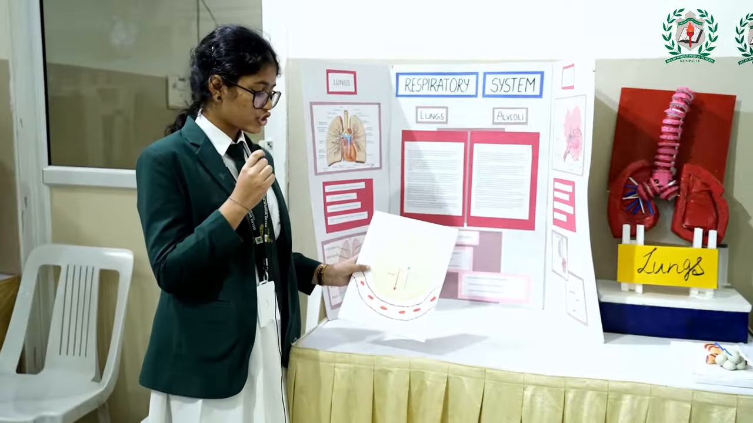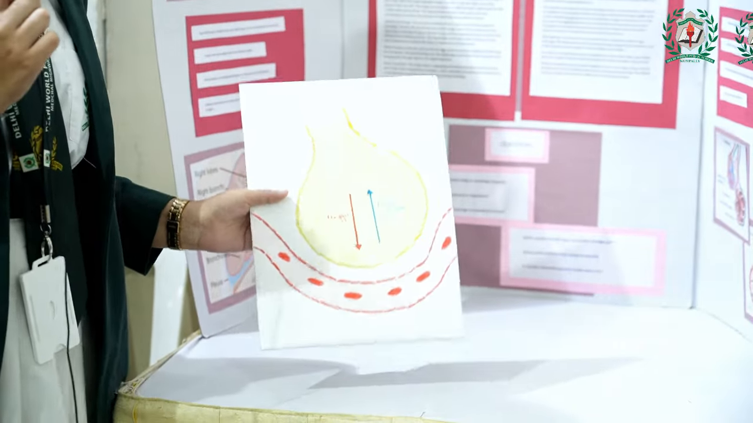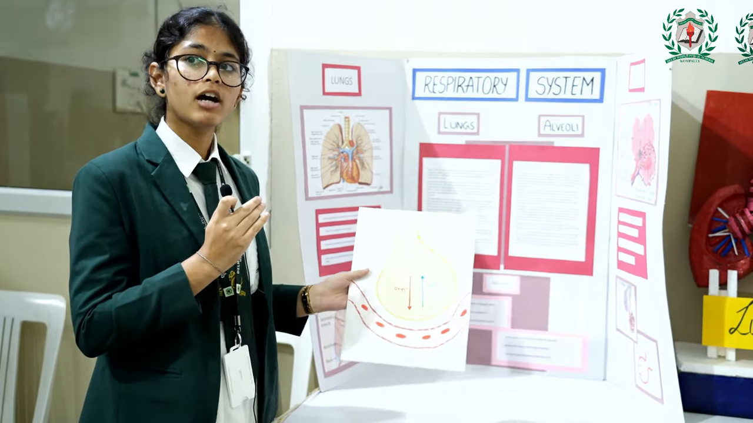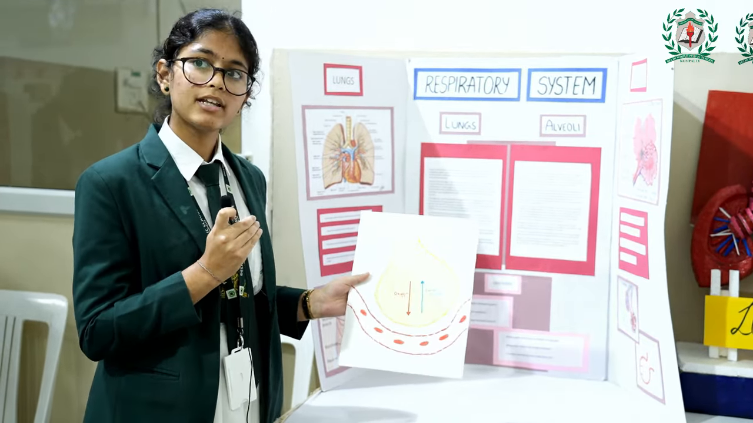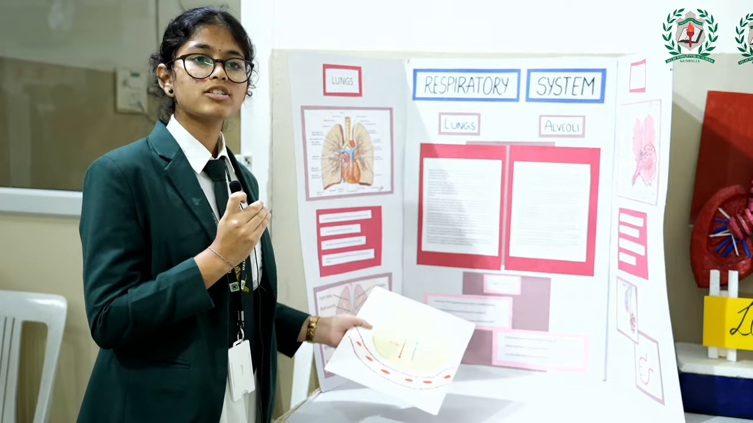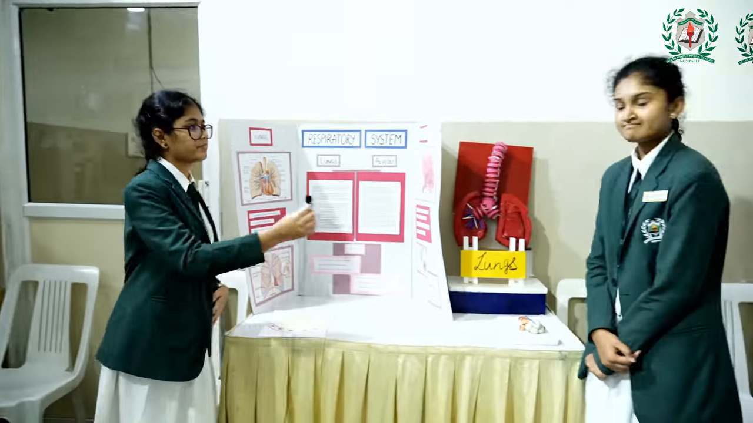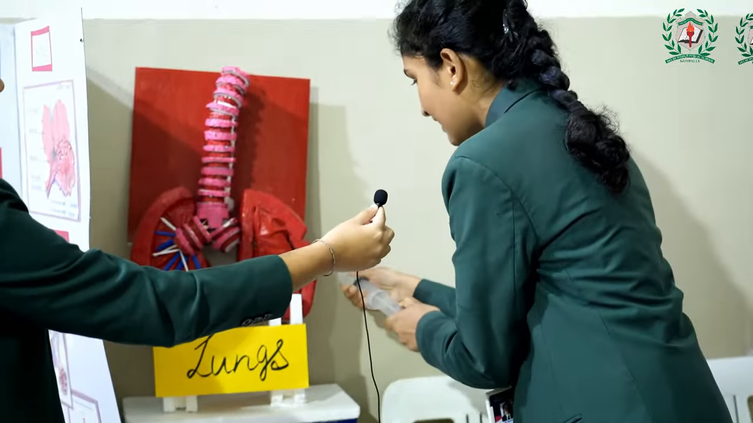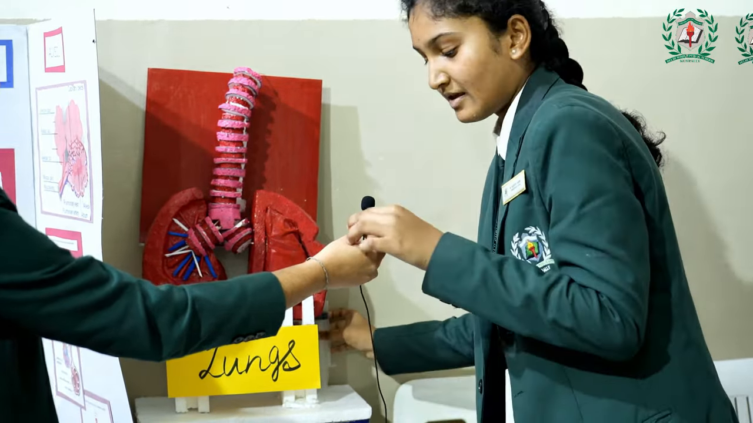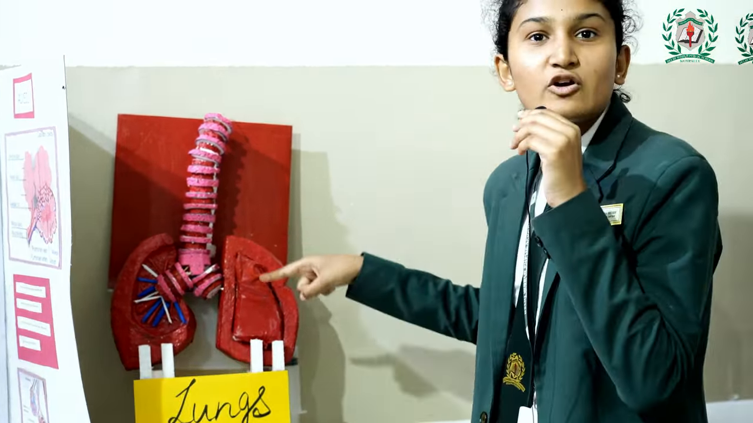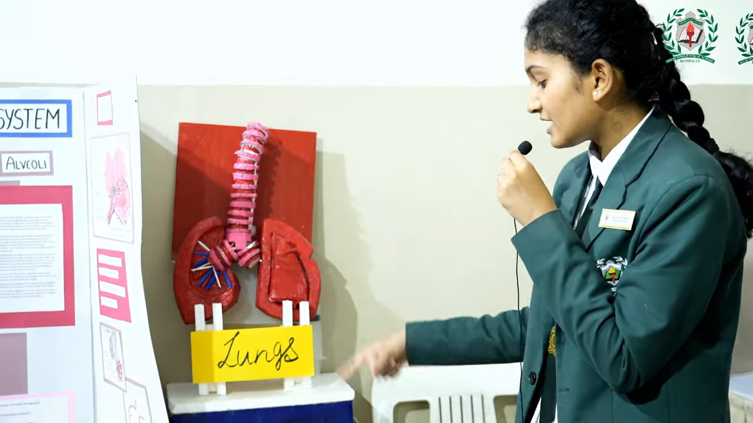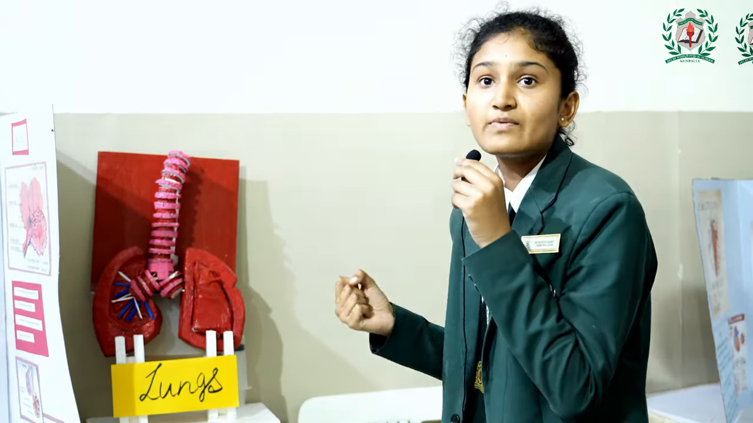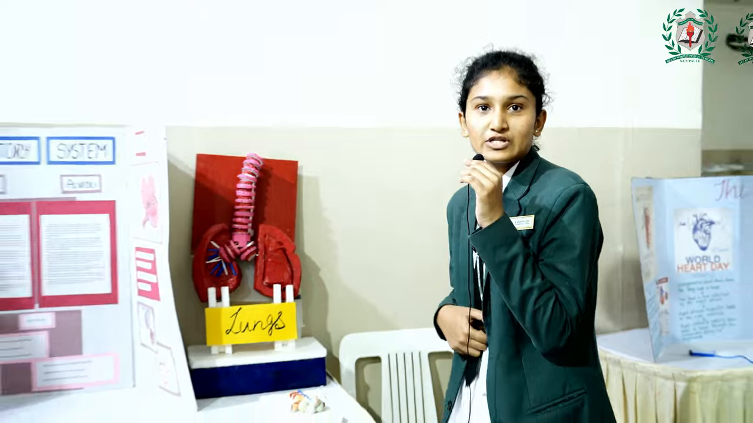The alveoli are very rich in oxygen and the blood capillaries are rich in carbon dioxide. The oxygen present in the alveoli will diffuse into the blood capillaries, and the carbon dioxide present in the blood capillaries will diffuse into the alveoli. This process happens with the help of diffusion. You can see the expansion and contraction in the lungs. This is due to the alveoli. The alveoli expand when filled with oxygen, and contract when the carbon dioxide goes out of the nose. Thank you.